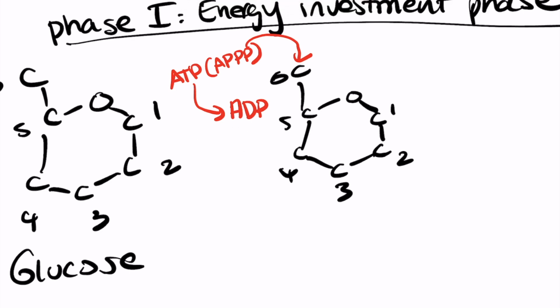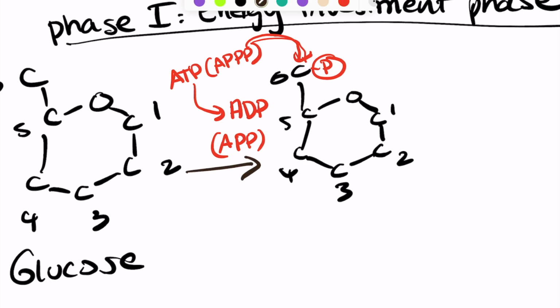So now we get APP, right? Also known as ADP. So ATP transfers a phosphate right here to carbon number 6, and then therefore ATP becomes ADP. And let me just draw that arrow again. So there we go. We have our first step of glycolysis, and now we call this molecule glucose 6-phosphate.